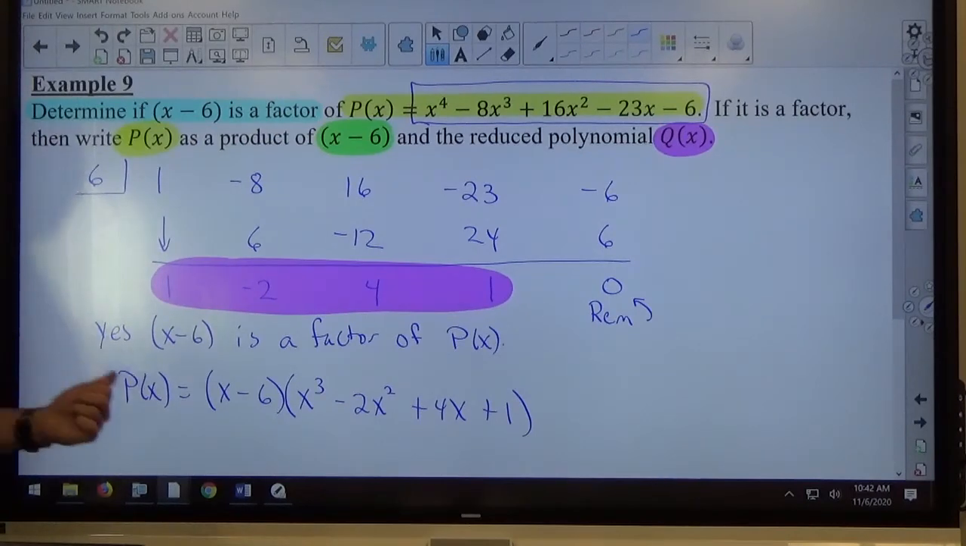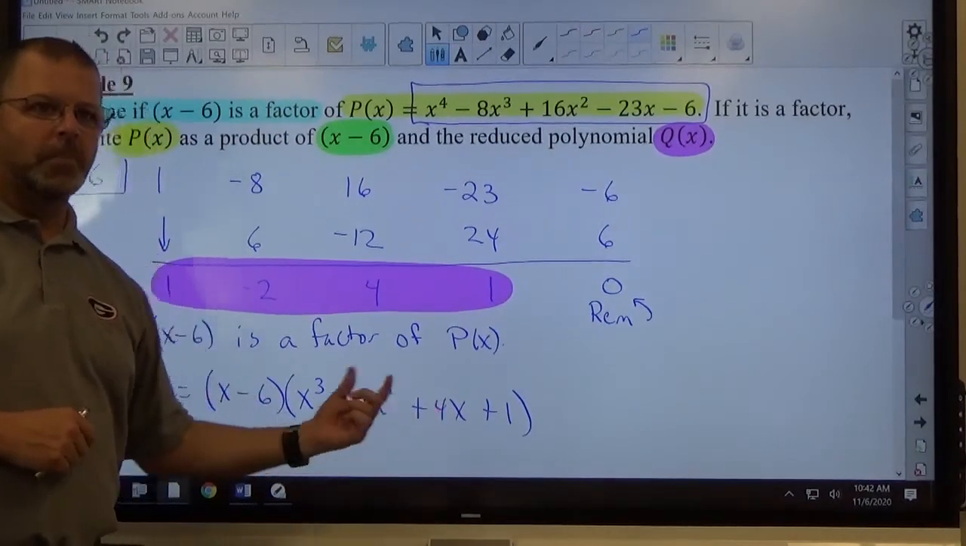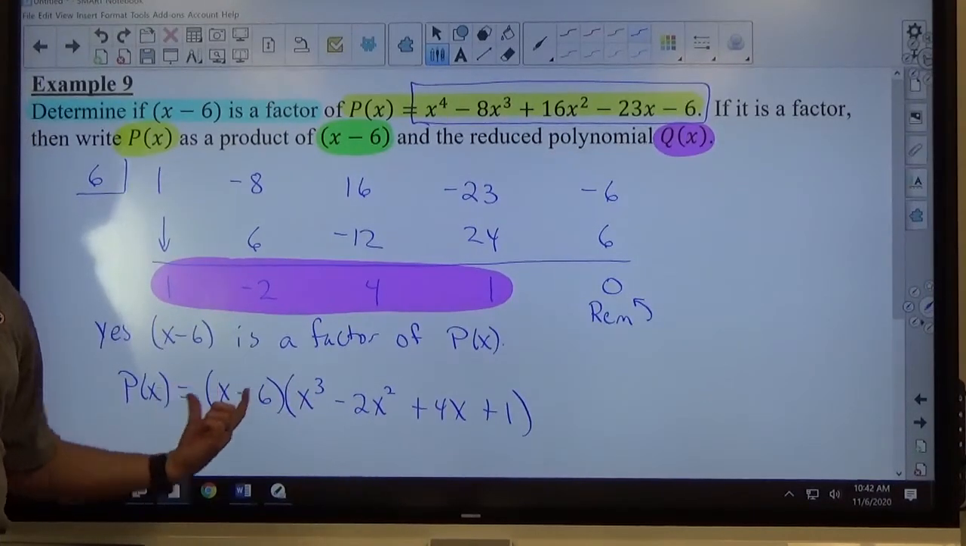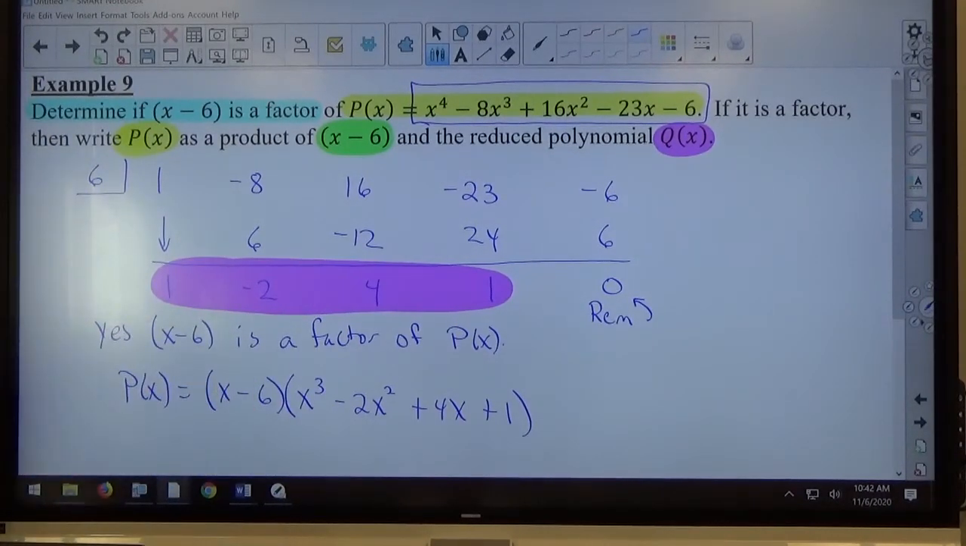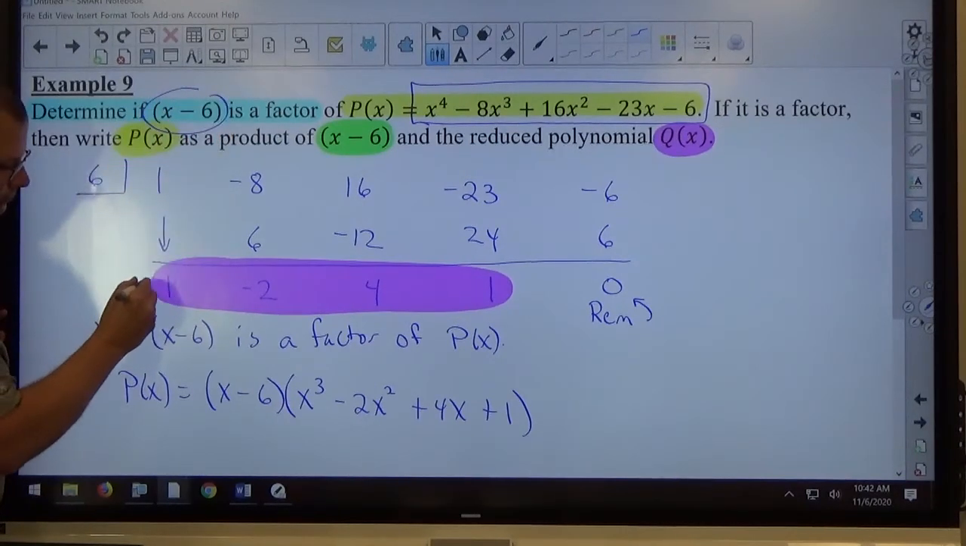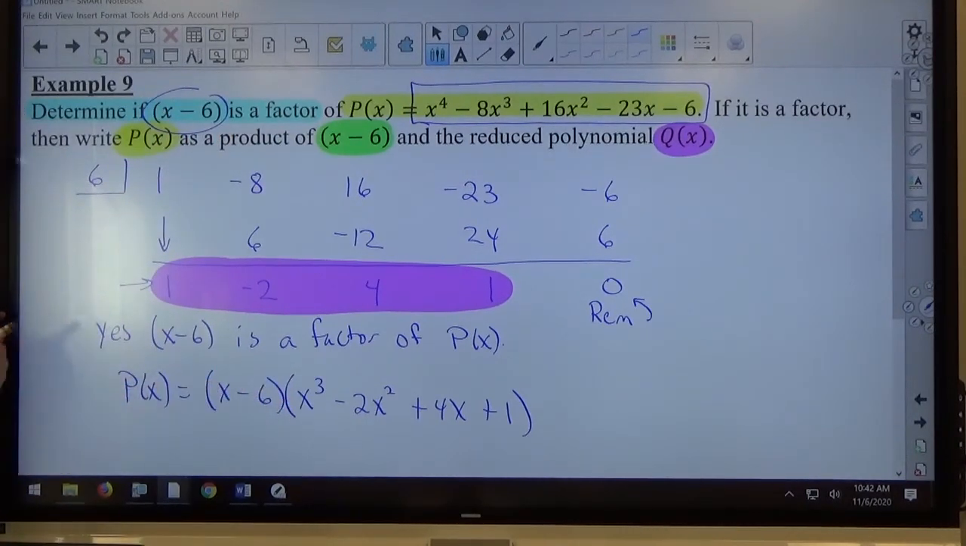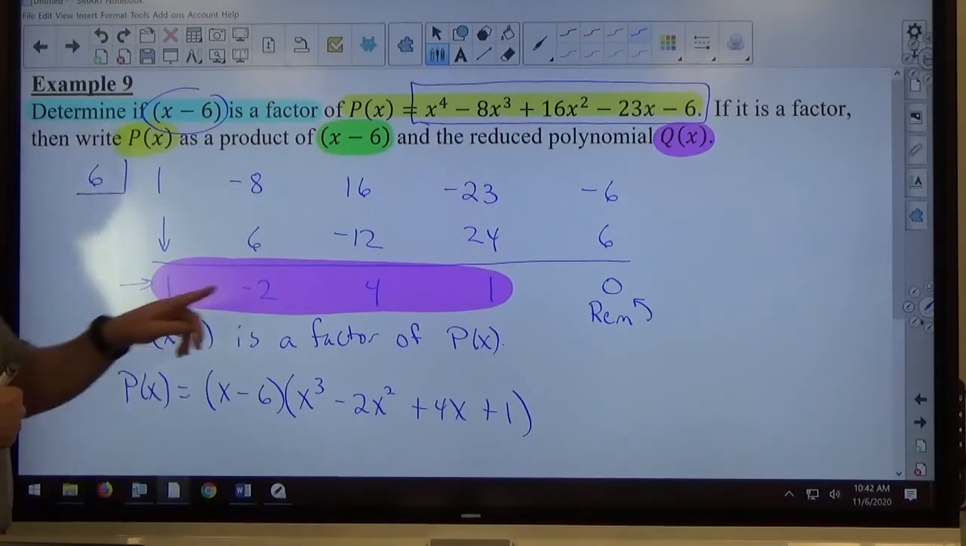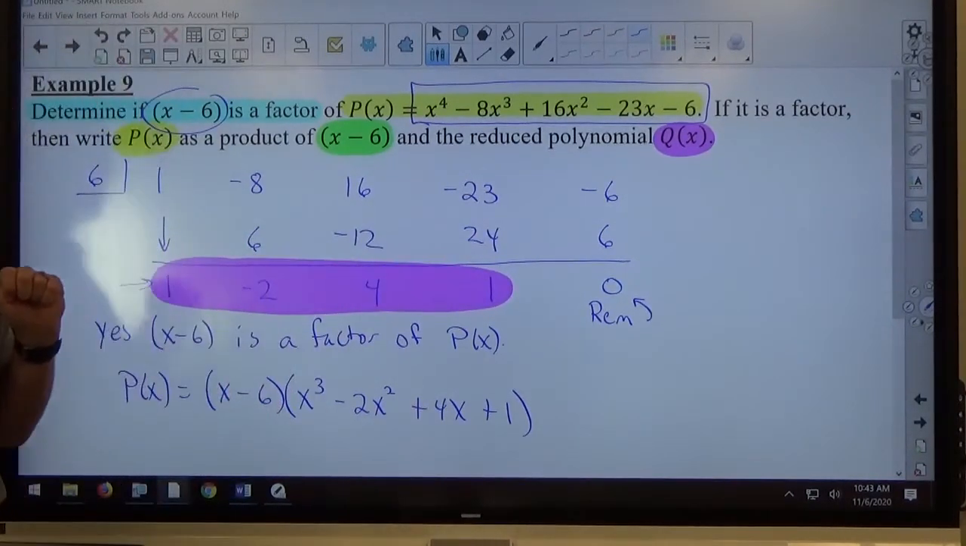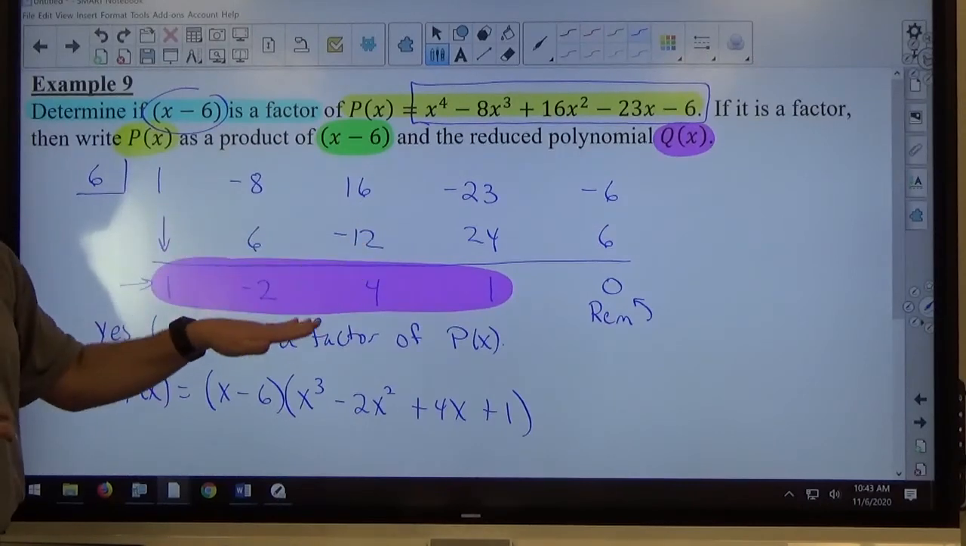That's a factored form of it. It's not completely factored. Obviously, we still have a cubic function here, but we've at least broken it down some. Something times something to make the original. So that's the second part. Whatever you divided by times whatever you got as an answer is equal to p of x. That's how you factor it if you have a remainder of 0. If you have a remainder other than 0, you write no and you're done.